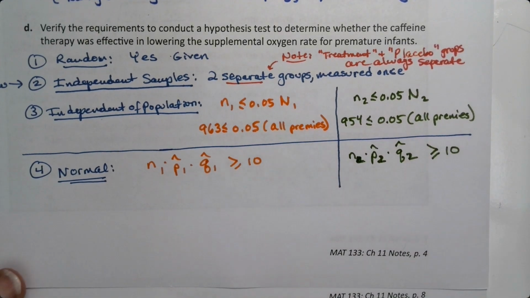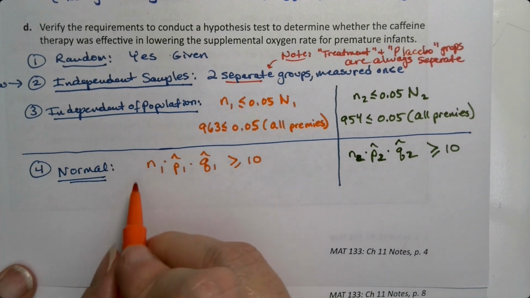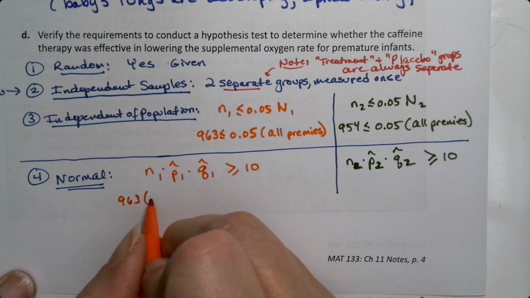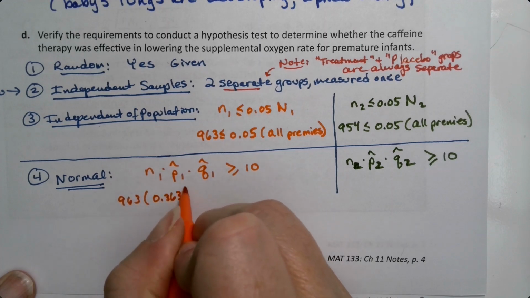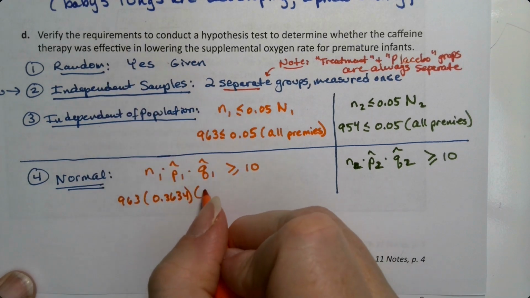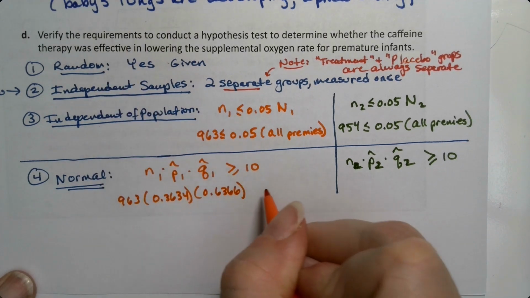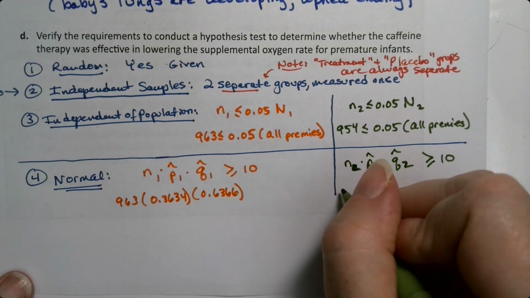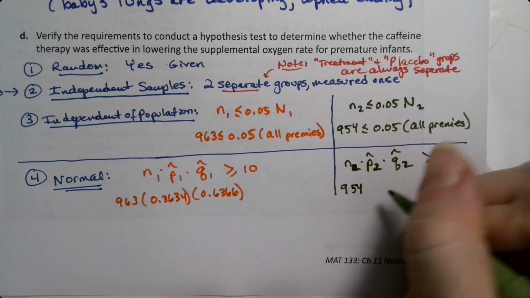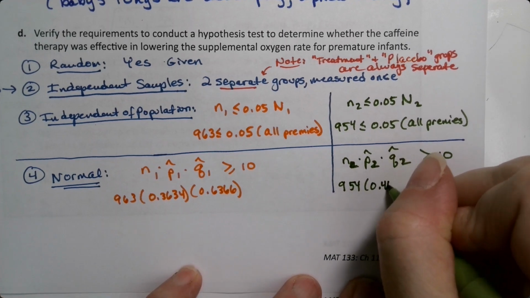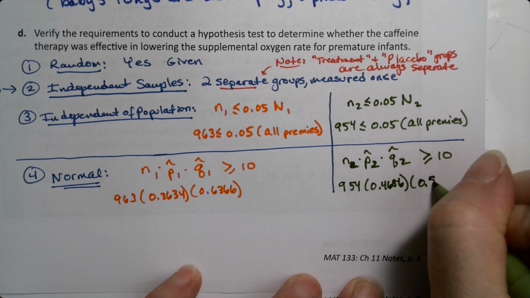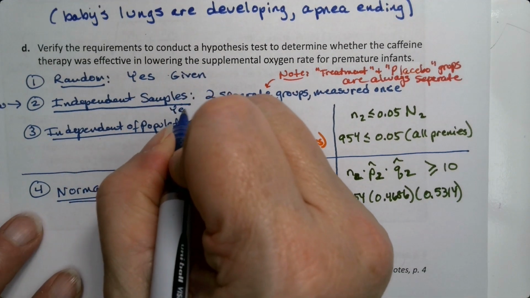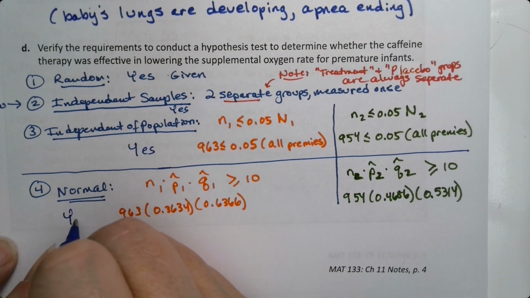So that's a 2. Okay, well, I know n1 is 963. I know p1 hat was 0.3634 because I already found it. And I already found q1 hat up above. It was 0.6366. I'm going to multiply these three numbers and cross my fingers that it's bigger than 10. And I'm going to do the same thing over here. 954 times 0.4686 times 0.5314. Oh, I forgot to write yes for all of these. This is yes. This is yes. And this is going to be yes. Allow me to prove it.